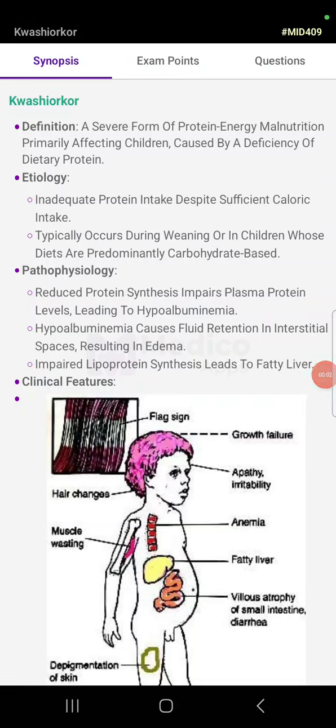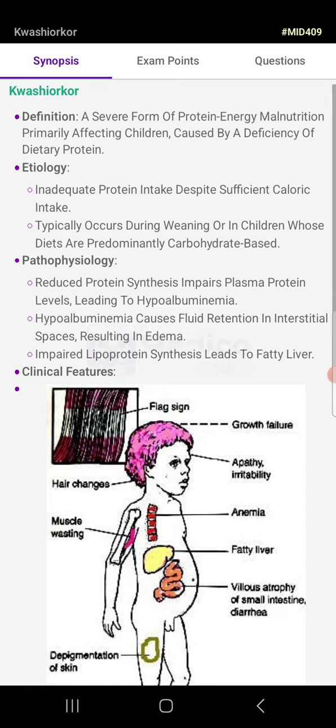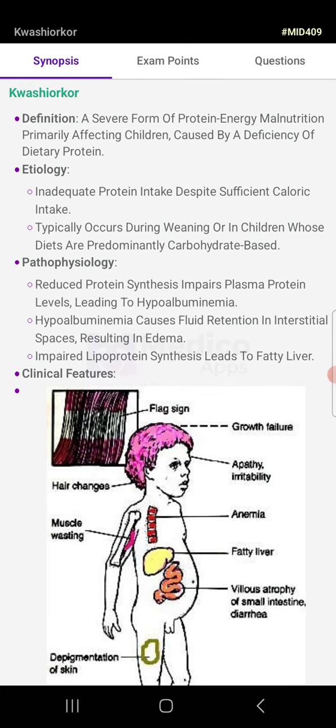Kwashiorkor, a severe form of protein energy malnutrition primarily affecting children, caused by the deficiency of dietary protein. Inadequate protein intake, despite sufficient caloric intake, typically occurs during weaning or in children whose diets are predominantly carbohydrate based. Reduced protein synthesis impairs plasma protein levels, leading to hypoalbuminemia. Hypoalbuminemia causes fluid retention in the interstitial spaces, resulting in edema.